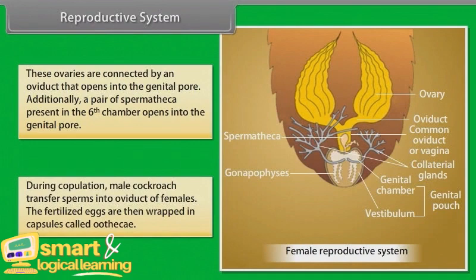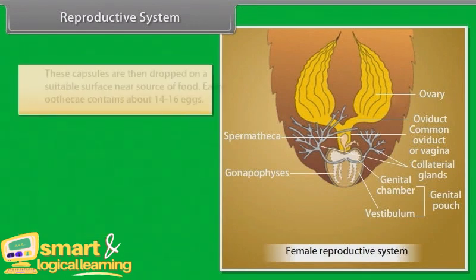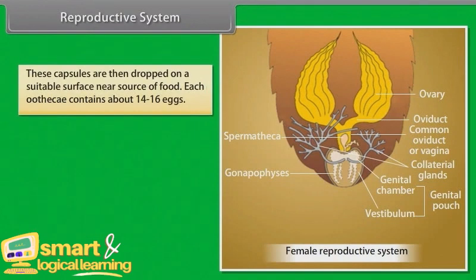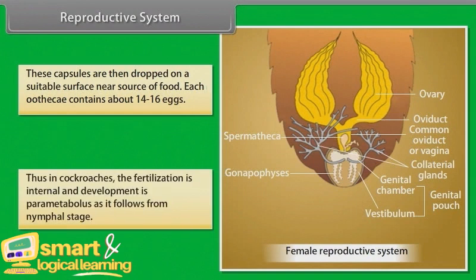During copulation, the male cockroach transfers sperms into the oviduct of the female. The fertilized eggs are then wrapped in capsules called oothecae. These capsules are then dropped on a suitable surface near a source of food. Each ootheca contains about 14 to 16 eggs. Thus, in cockroaches, fertilization is internal and development is paurometabolous, as it follows a nymphal stage.